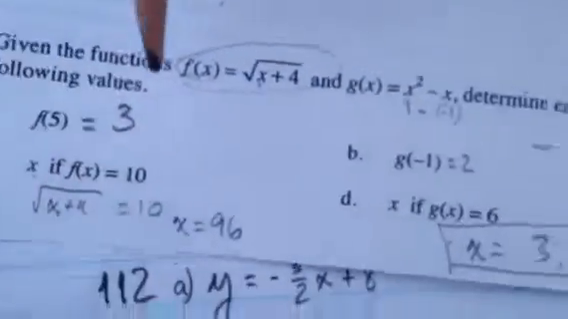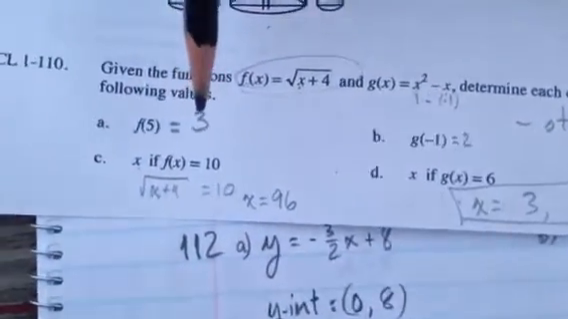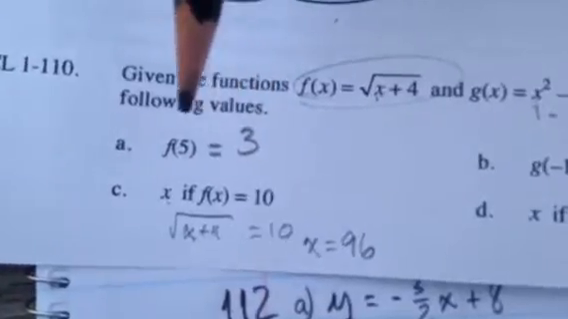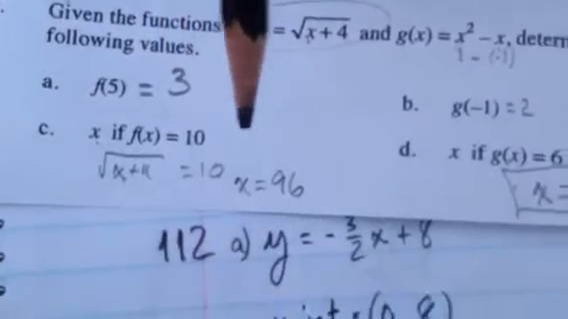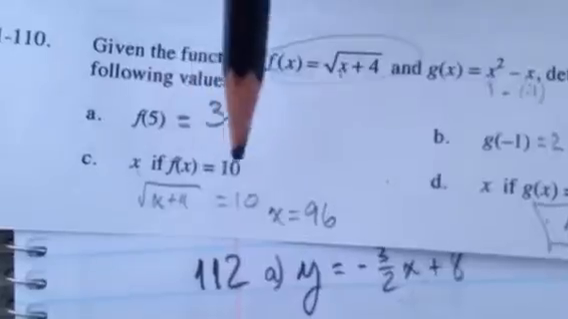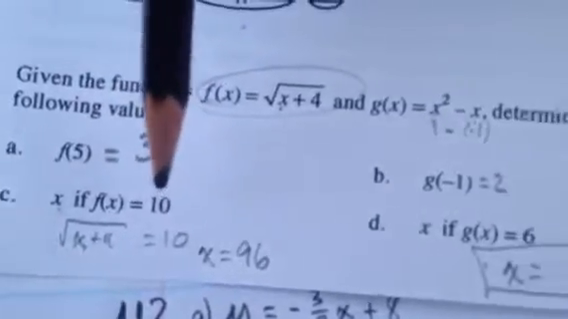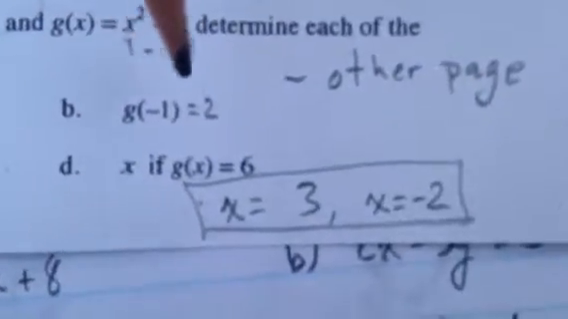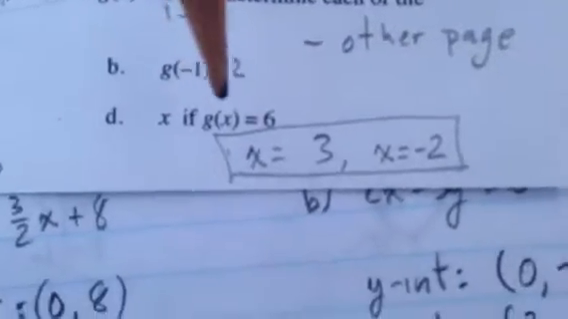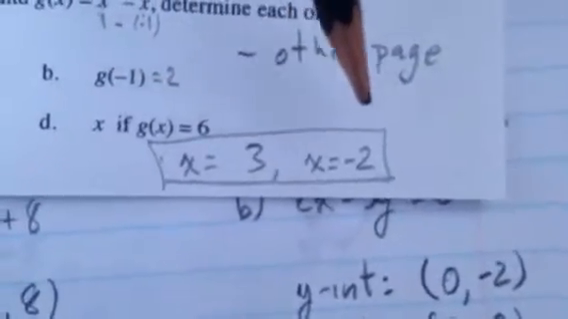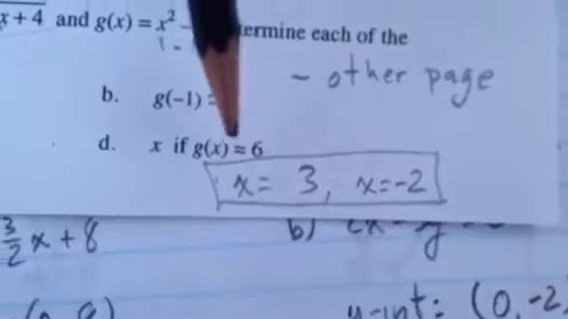I was working outside here. The wind's giving me a little trouble. f of 5 equals 3. I have to use x equals 96 to make f of x equal 10. And then these problems here, g of -1 equals +2. And x has to be a 3 or a -2 to make g of x equal 6. We've got that worked out here.